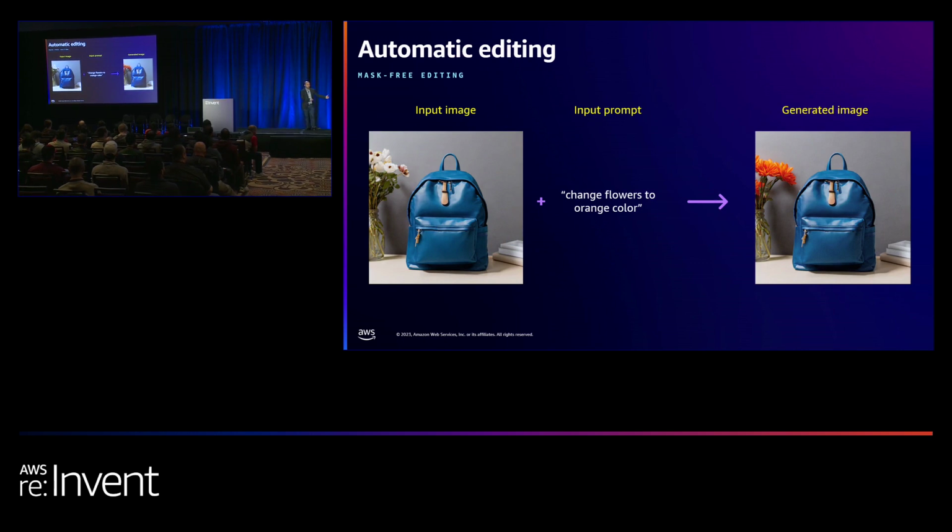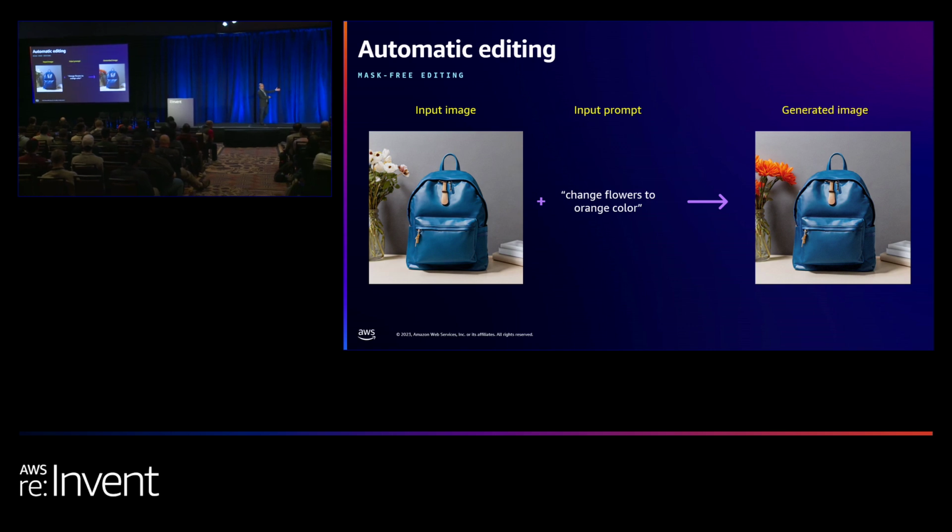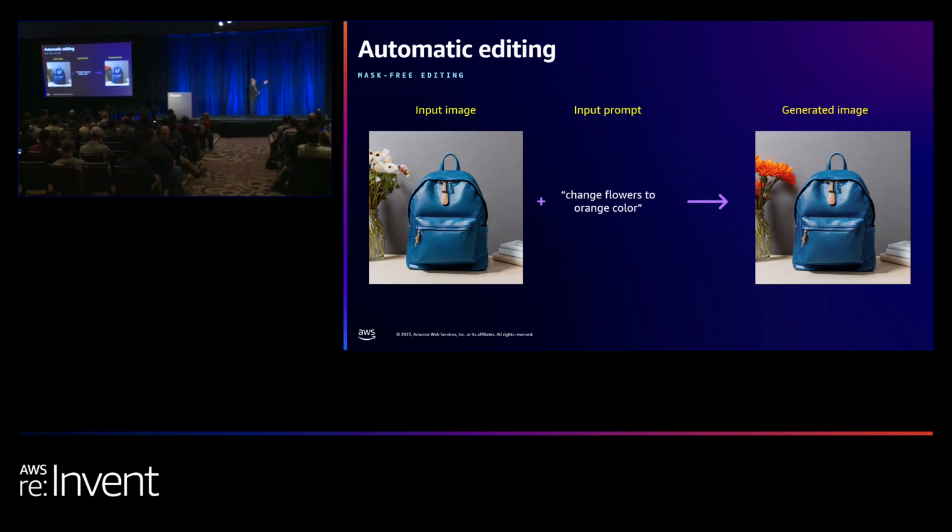An example of automatic editing, where you start with an input image, which is actually generated by our model. And then you define a prompt, change flowers to orange color. We understand what you're talking about, where the flowers are, and we update that.